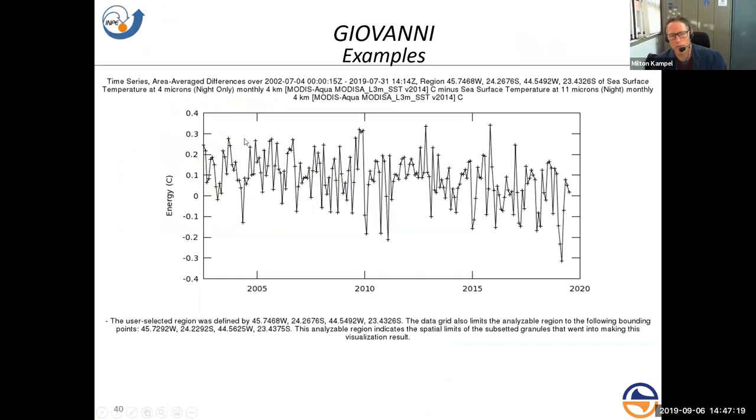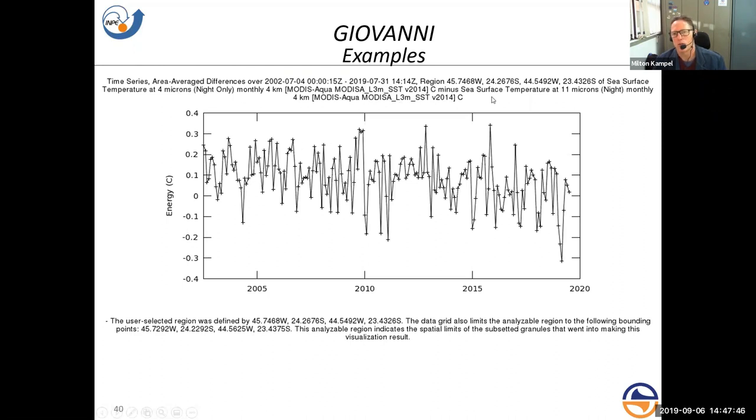Here I have a few examples before jumping into the real thing. This is a time series of area average difference from 2002 to 2019 of MODIS Aqua sea surface temperature at 4 microns, night only. Remember, I mentioned that around 4 microns, you have emitted and reflected energy during the day, so it's tricky to use the information during the day. Night is okay because you only have emitted radiation, so no mistakes.